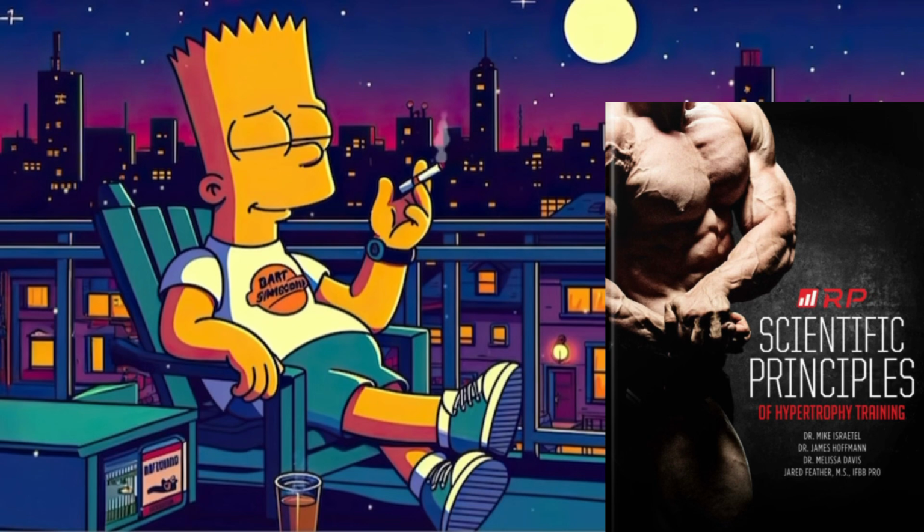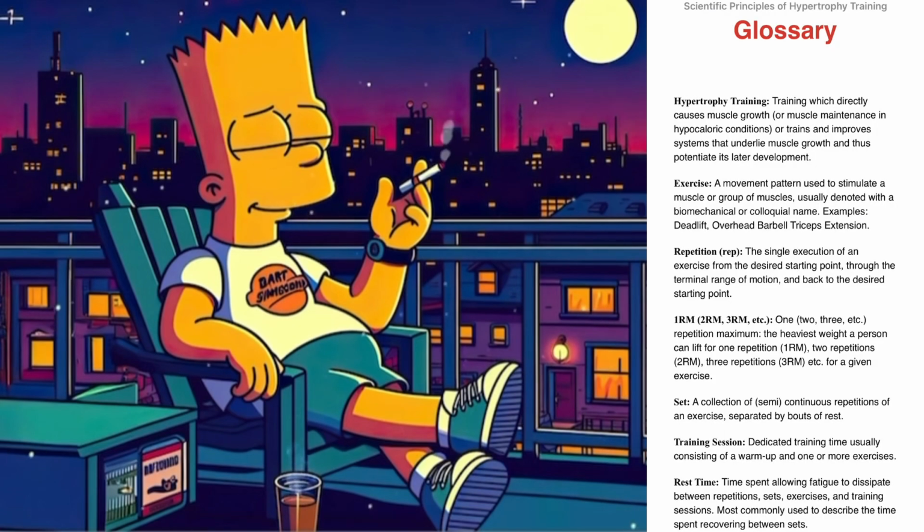The next word is exercise, a movement pattern used to stimulate a muscle or group of muscles, usually denoted with the biomechanical or colloquial name. Examples: deadlifts, overhead barbell triceps extension, etc. The next word we have is repetition, in short, rep. This is the single execution of an exercise from the desired starting point through the terminal range of motion and back to the desired starting point.